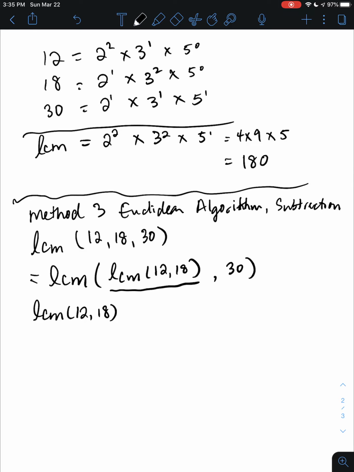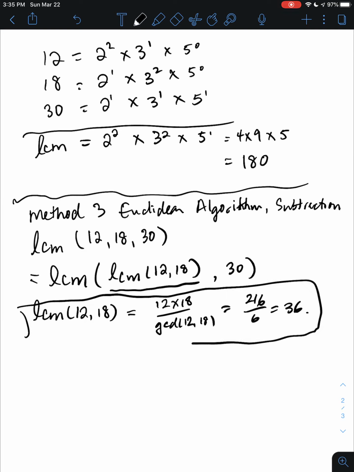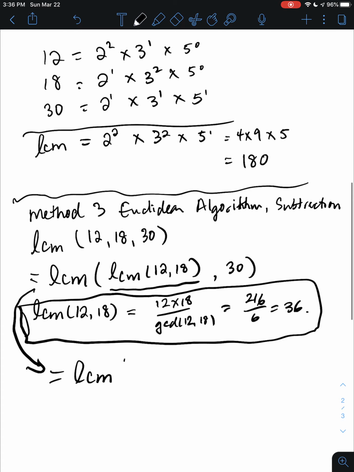review that if you like, but the quick bare bones summary is that I take 12 times 18, I divide by the GCD of 12 and 18, which I figured out by the subtraction method, and that was 216 divided by 6 is 36. So that is an intermediate result. So we're going to continue our original calculation, substituting our intermediate results in.